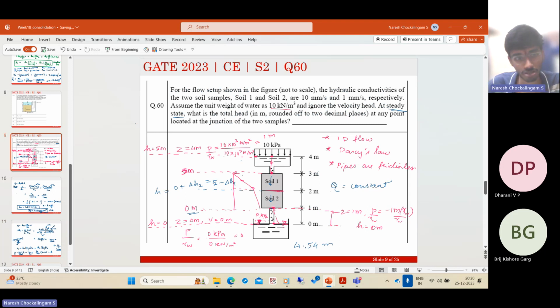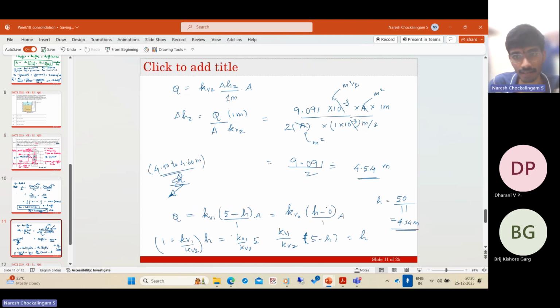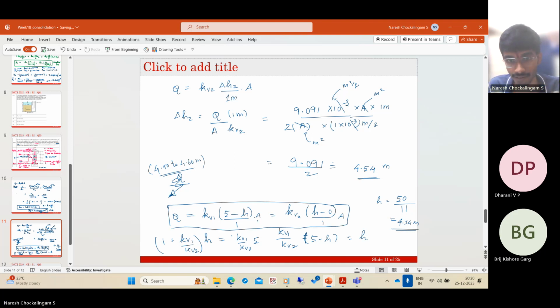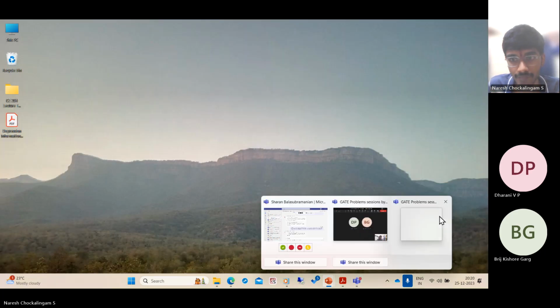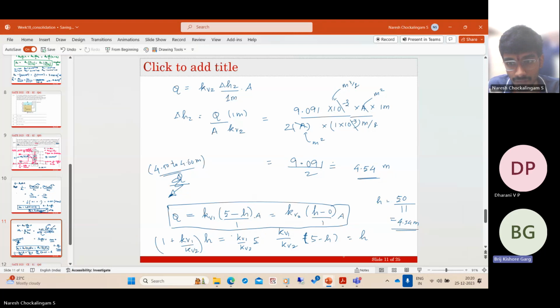Yeah, so the approach you suggested is also fine. It's also simpler. The discharge is the same, so you can equate the discharges in both and then find the head at the interface. Or you can also find out what is the discharge and then substitute in the other equation. But this is shorter because you are eliminating one equation in terms of the unknown Q. So that is fine. So is that okay? Yes sir.